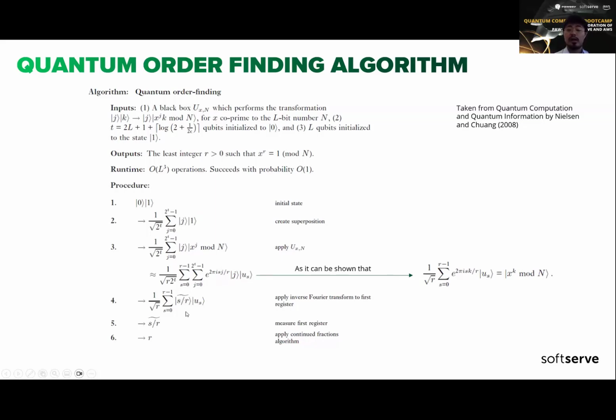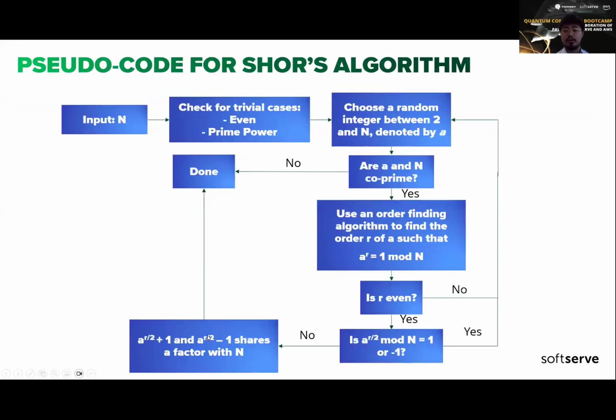No, we can get S over R too, because again, this is an approximation. Now with S over R, we can apply the continued fractions algorithm. This is completely classical. You all can read it up yourself to get R. And this is how we can get the order over here, because what we wanted to do is find the order R.